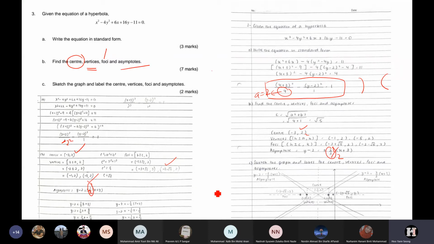Now, because this is 7 marks, we have 7 things: 2, 2, 2, 1. Because this one is wrong, I am not cruel enough to deduct 2 marks, but I will deduct 1 mark. The reason is that this one is wrong, but the process you got is correct. So I might minus 1 mark.